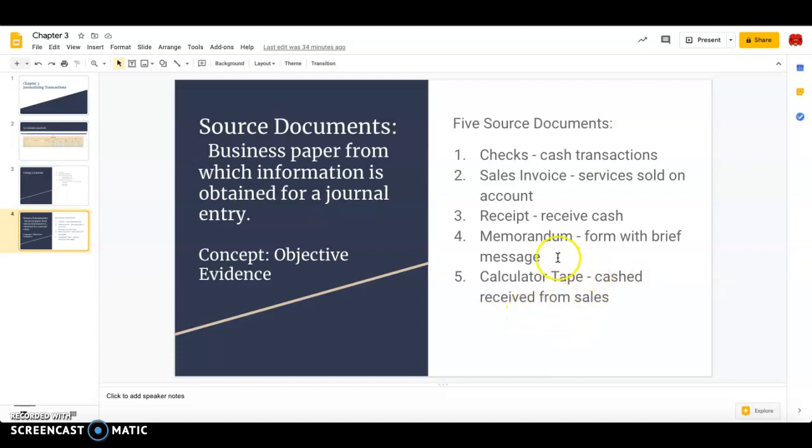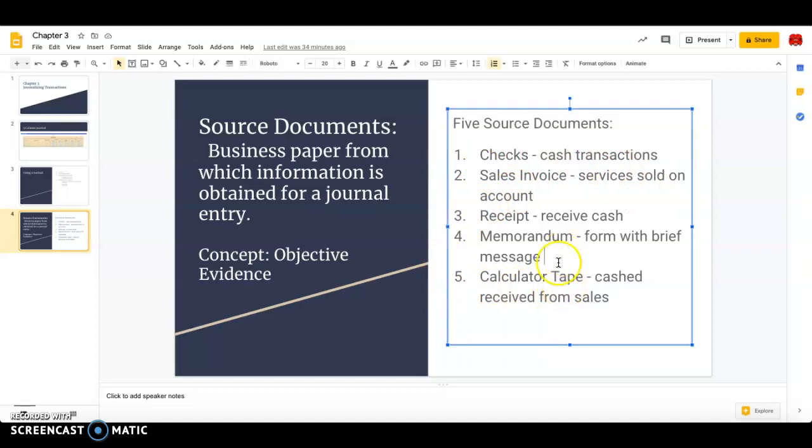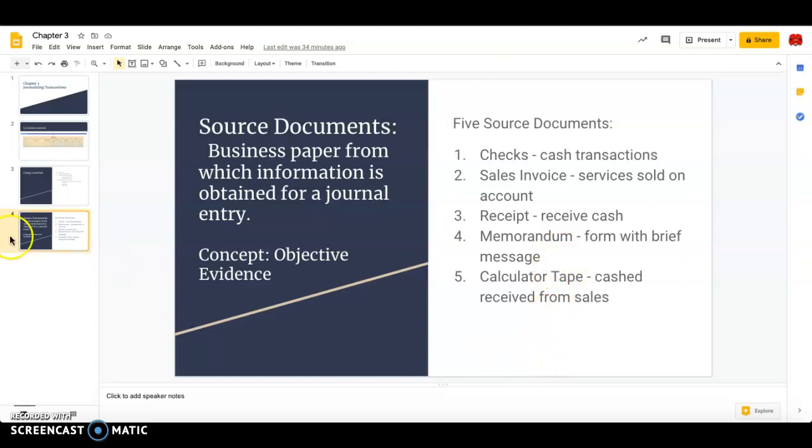So we're going to be talking about calculator tapes, which just show how much cash we received that day. And then we have what's called a memorandum. The memorandum is just a form with a brief message. Any source document that doesn't fall within our other four documents, we're going to use a memorandum, and I'll show you which document is affected with that.